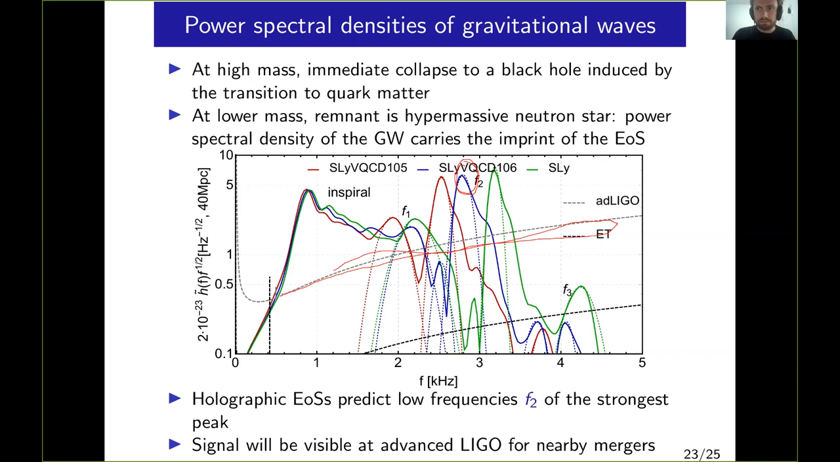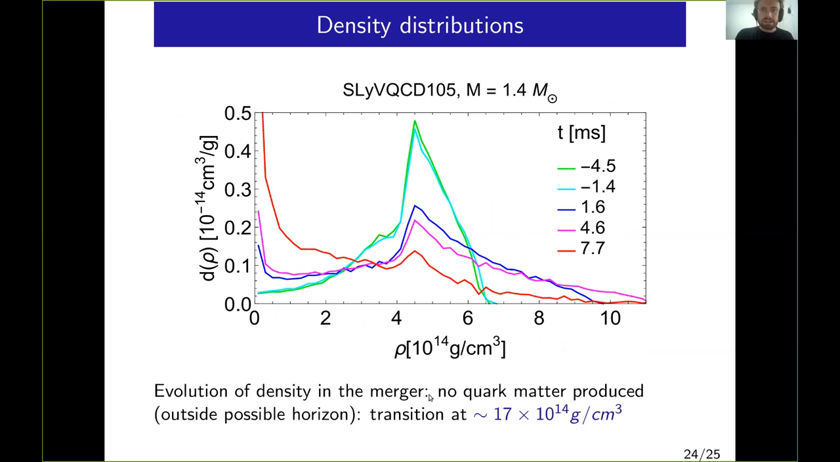And the last slide which I'm going to show is the density distribution. This is for a simulation of mass equal to 1.4 times the solar mass, where you first create a hypermassive neutron star, which then later collapses into a black hole. The negative times, the green and cyan curves, show the distribution of different densities in the system before the merger.